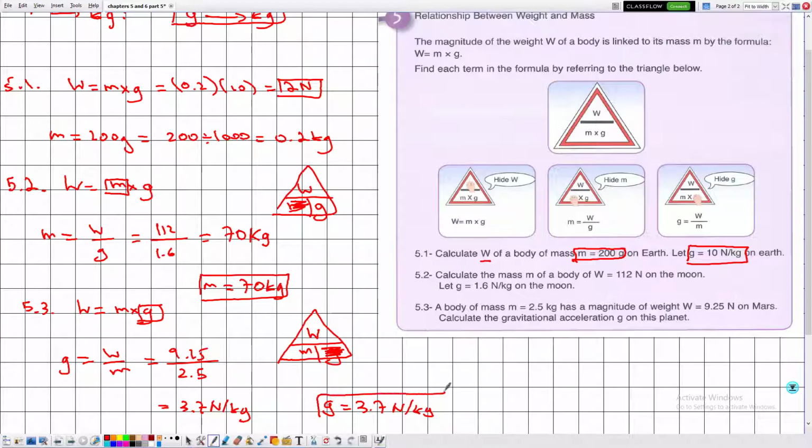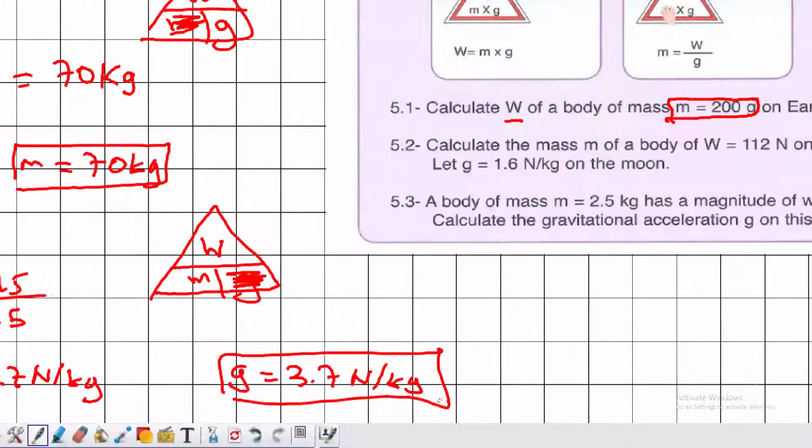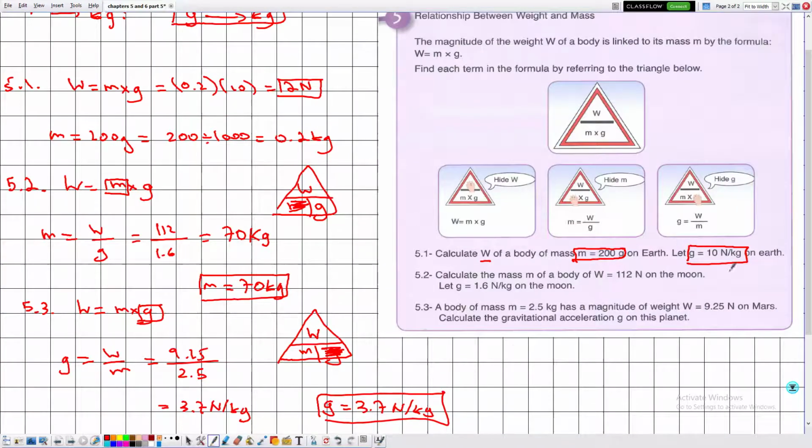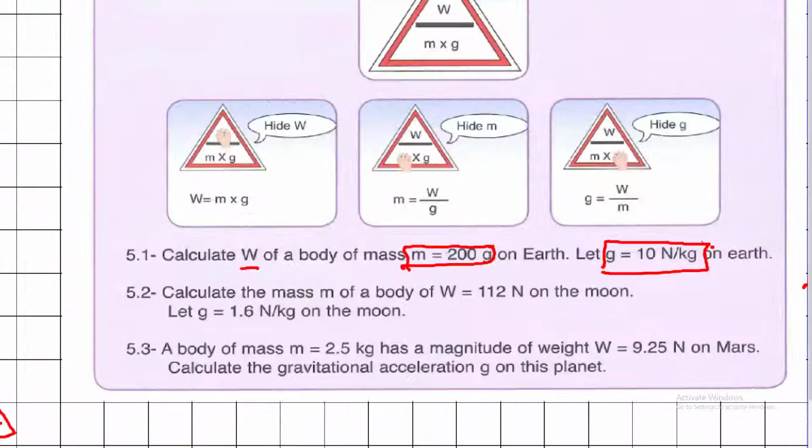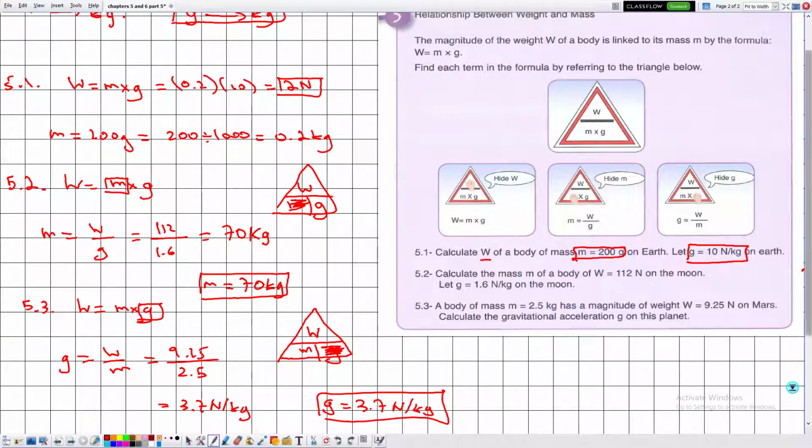And one should memorize the unit of G, which is newtons per kilogram. And if you forgot, try to refer in the exercise to a value of G, and you can notice that in all of the cases G is expressed in newtons per kilogram.